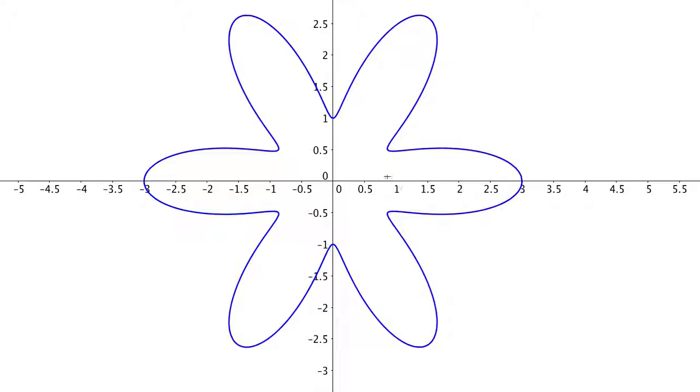Just for point of reference, this is what that graph looks like. So you can see starting out at 3 and going into 1, and has this pretty daisy looking type of graph.